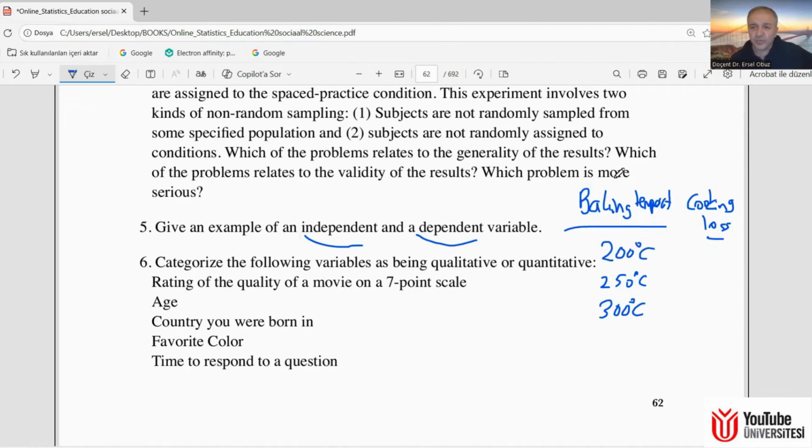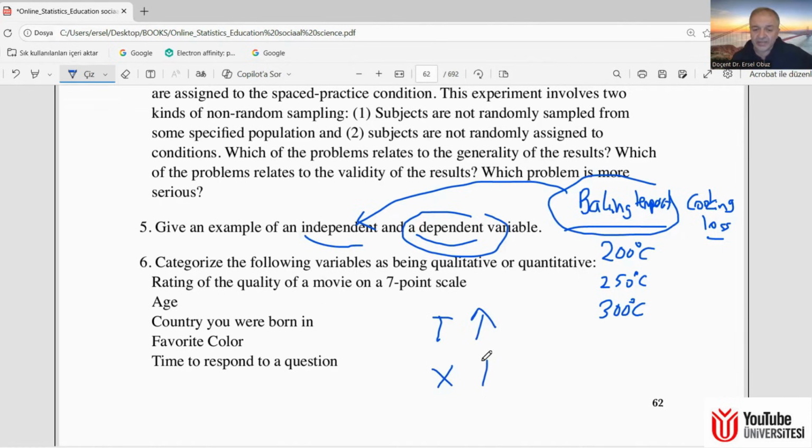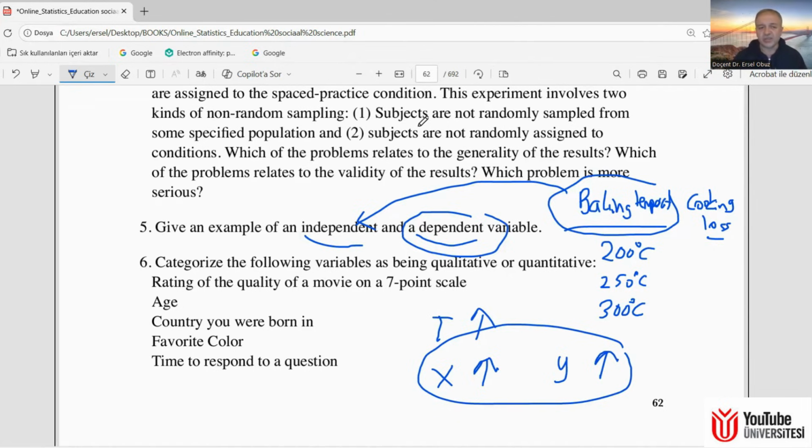So what we manipulate in this case is the baking temperature. So baking temperature is going to be our independent variable. And the cooking loss is going to be our dependent variable. Why? Because cooking loss will depend on the baking temperature. So what we expect is, you increase the temperature, so X increases, Y will also increase, right? So you will have more cooking loss. Okay, let's look at this one.